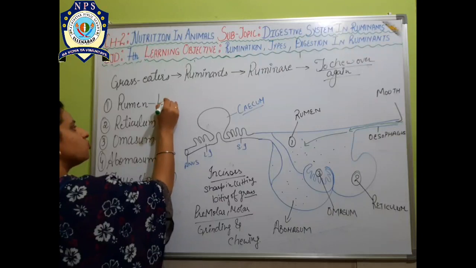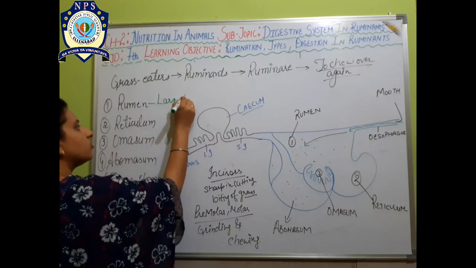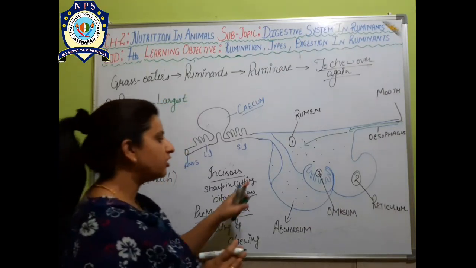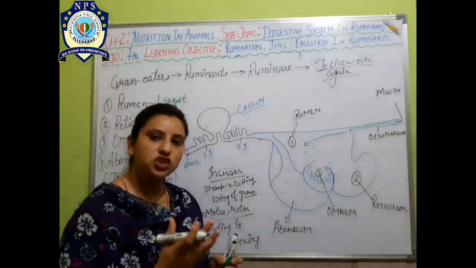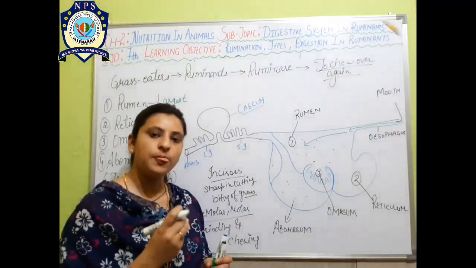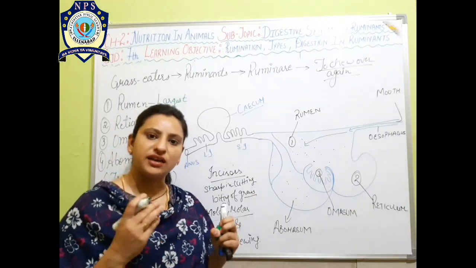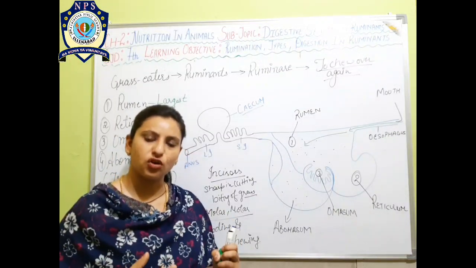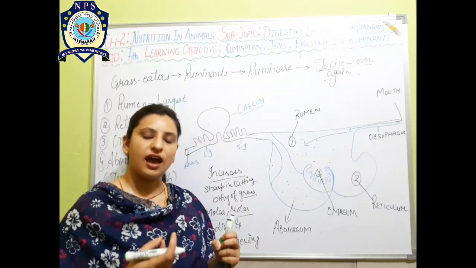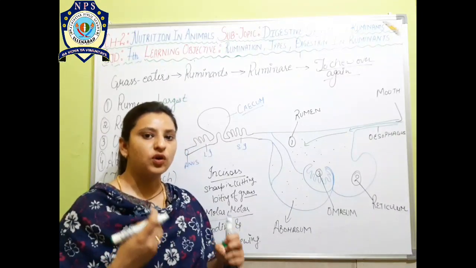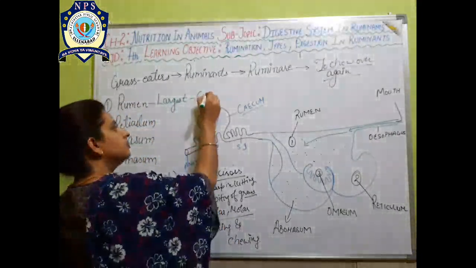The rumen is the largest of all the chambers, and in the rumen, the food which enters for the first time will be acted upon by a number of bacteria, and the fermentation process of that food will take place, and then that food will be converted into cud.